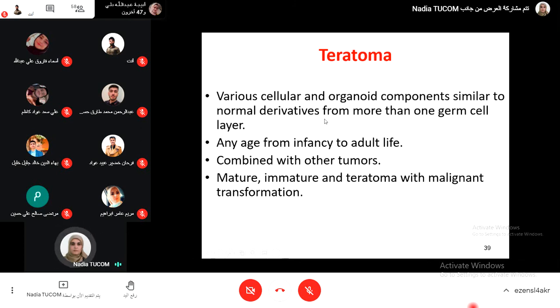We usually say the neural tissue is the malignant component, and it can form at any age from infancy to adult life. It can be combined with other tumors, meaning teratoma may come with choriocarcinoma, or teratoma with seminoma, and so on. Mature is benign, and immaturity is more common in testicular teratoma, and we see an immature component or malignant transformation of one component.